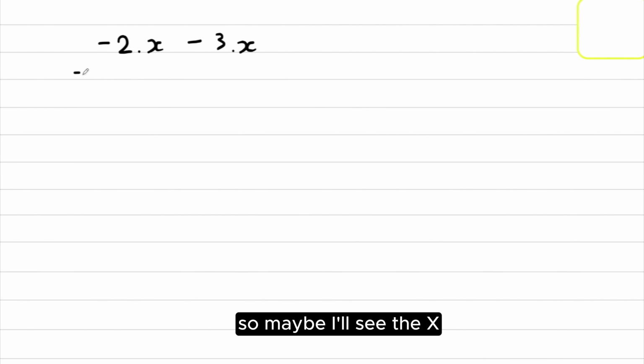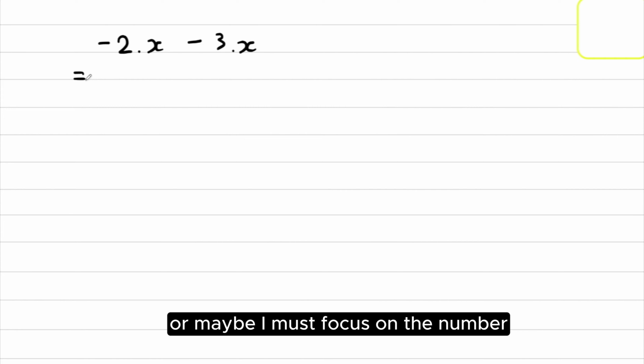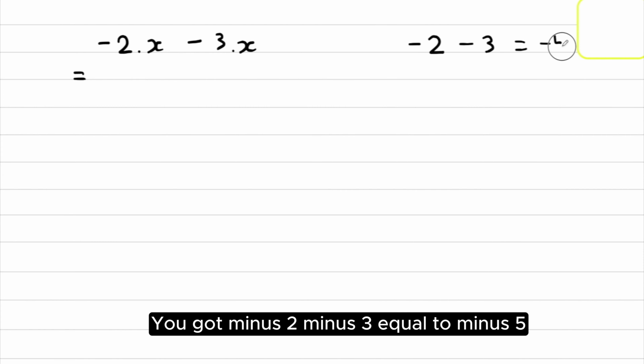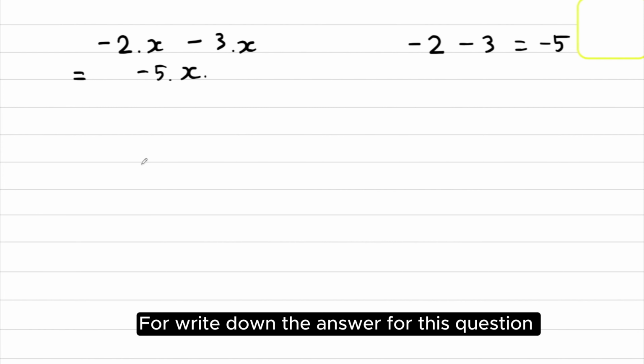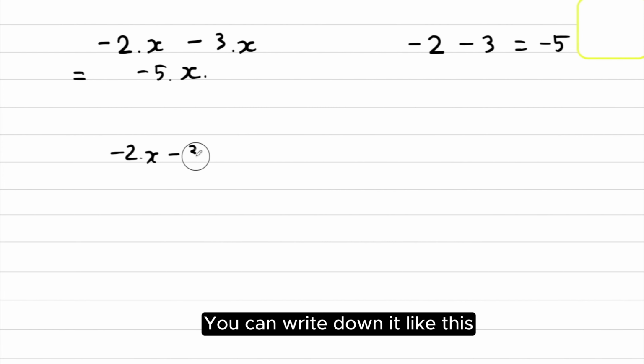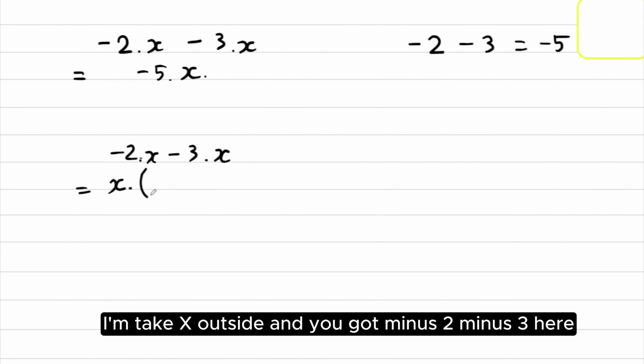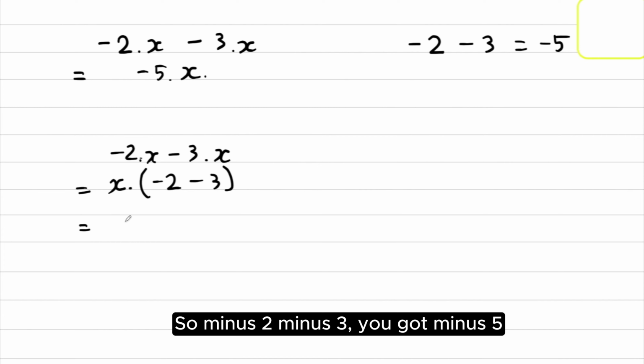So from that you can understand more about this one, 2h minus 3h. Maybe I just focus on the numbers. You got 2 minus 3 equal to minus 1, so that's why I got here minus h. Another way to write out the answer for this question: I see that the common factor is h. I take it outside and you got 2 minus 3 here, so you got minus 1.